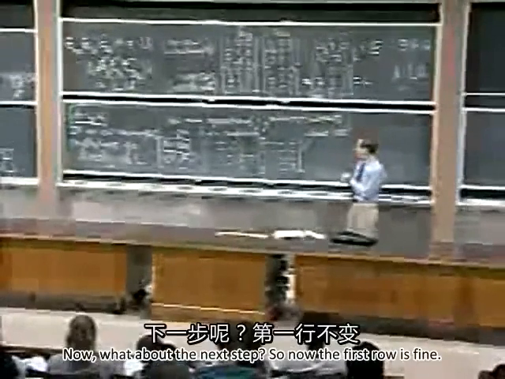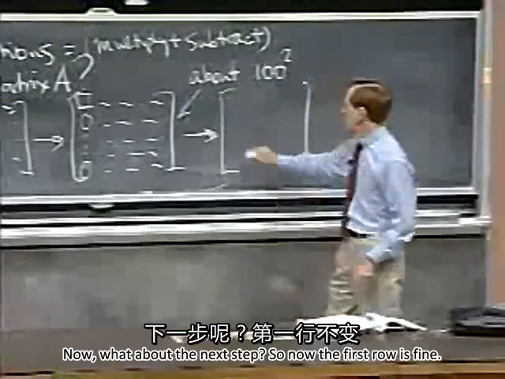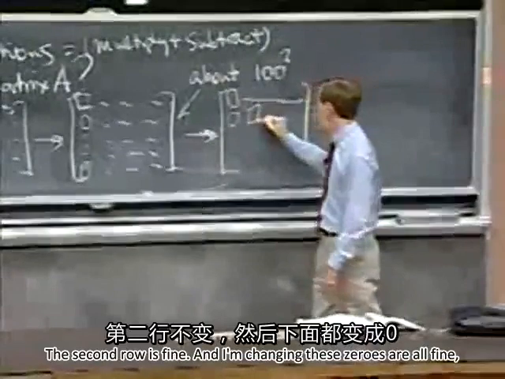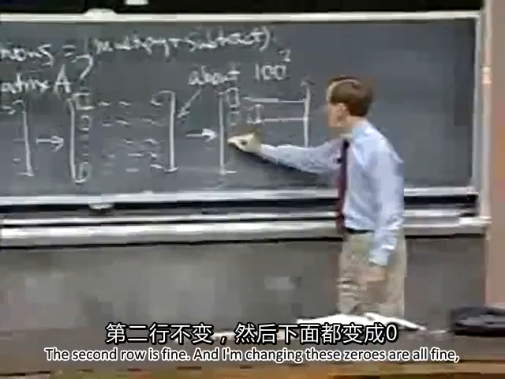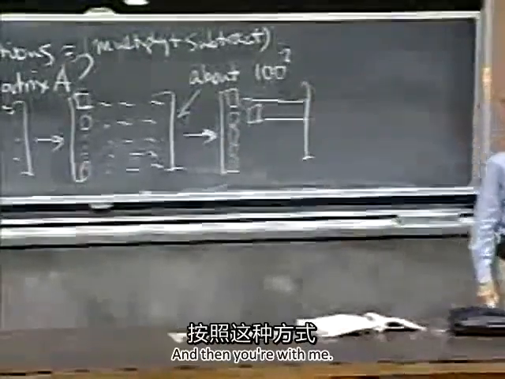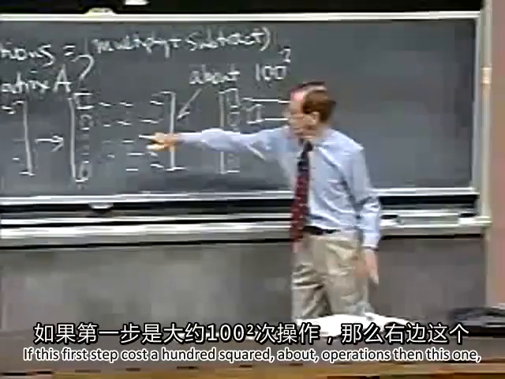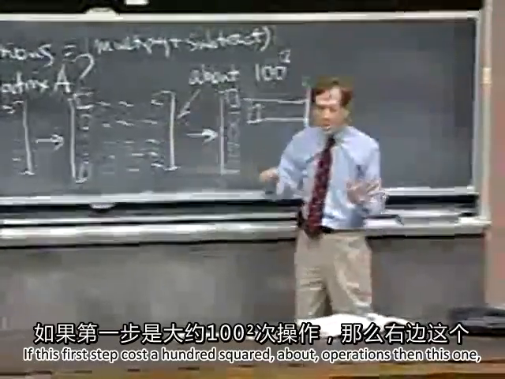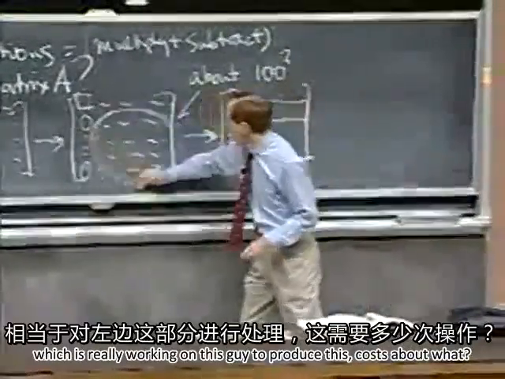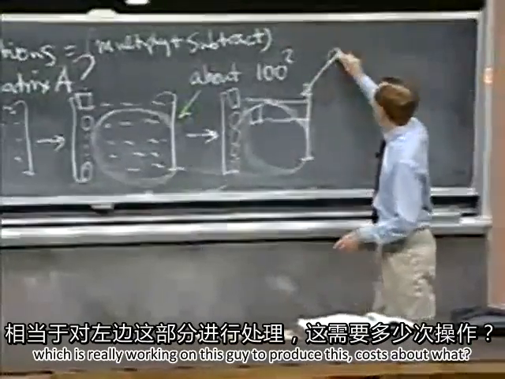Okay, now what about the next step? So now the first row is fine. The second row is fine, and these zeros are all fine. So what's up at the second step? And then you're with me. Roughly, what's the cost? If this first step costs about 100 squared operations, then this one, which is really working on this part to produce this, costs about, what?